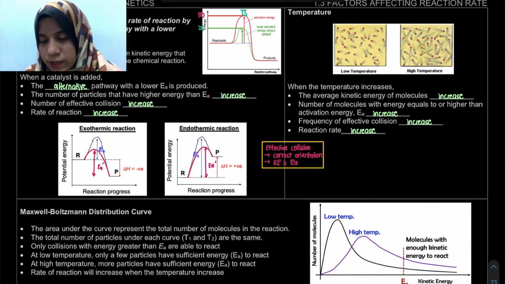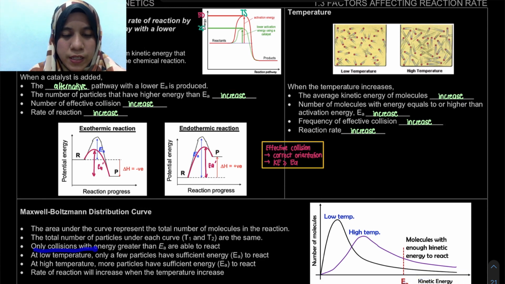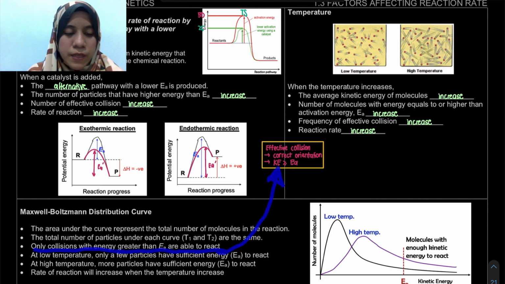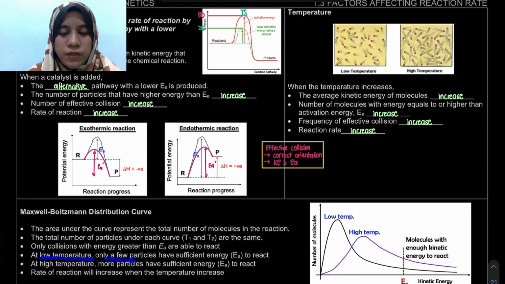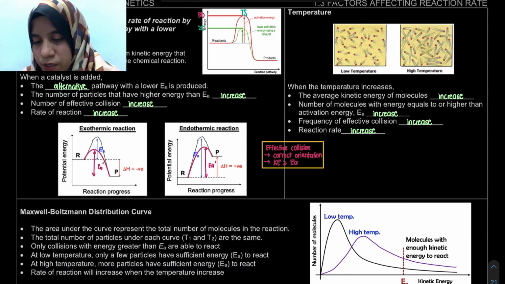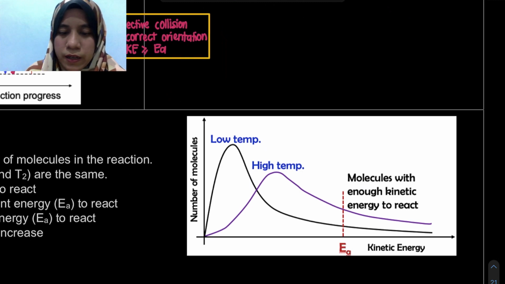For the x-axis, I've mentioned that it is our kinetic energy. But remember that only collisions with energy greater than activation energy are able to react. So this is basically the characteristic of our effective collision. Here it mentioned that at low temperature, only a few particles have sufficient energy to react. At high temperature, more particles have sufficient energy to react. That is quite straightforward, but how do we apply it in terms of the Maxwell-Boltzmann distribution curve? So here is my activation energy. This one is my low temperature.